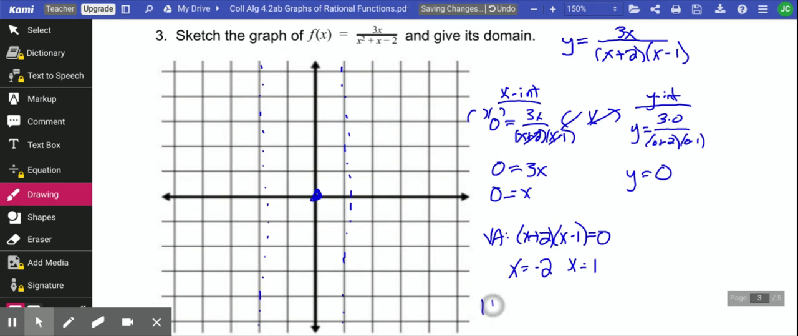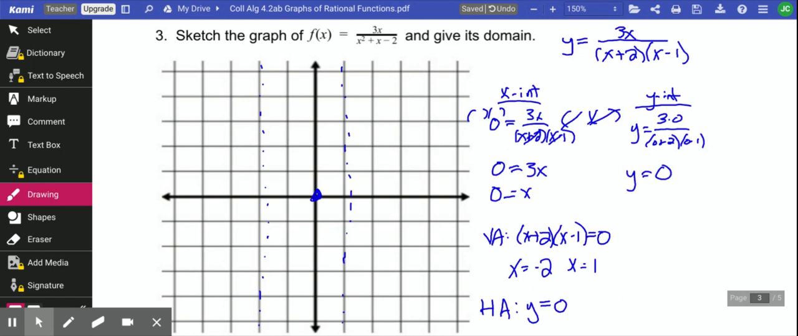And then for the horizontal asymptote, we need to look at the degrees. The numerator is degree 1, the denominator is degree 2. So thinking back to our rules from 4.1, if the degree in the numerator is less than the degree in the denominator, our horizontal asymptote is y equals 0.